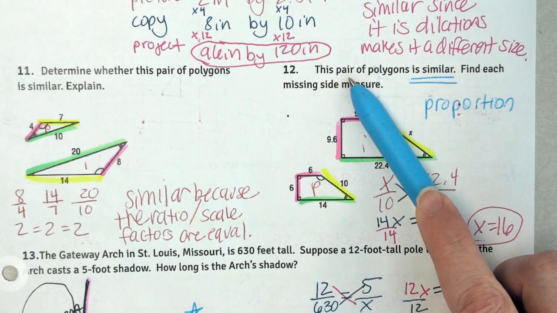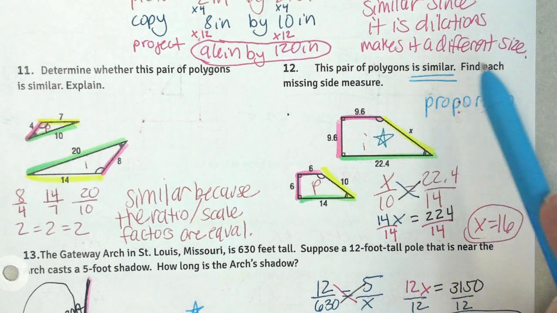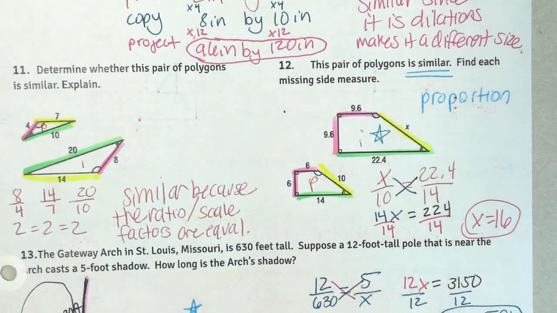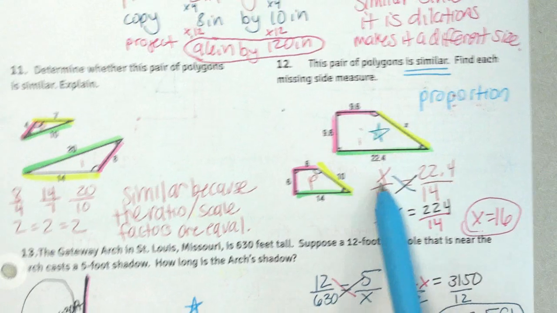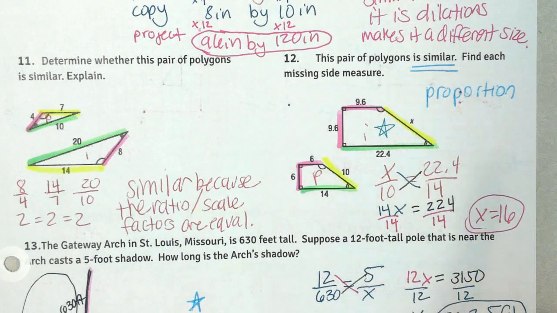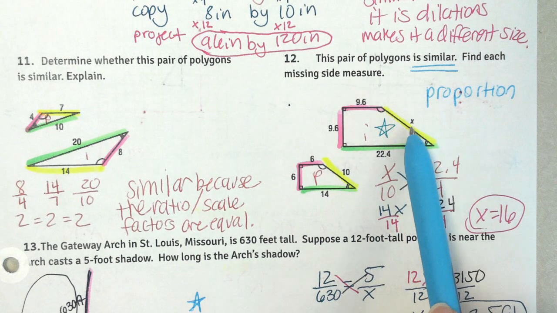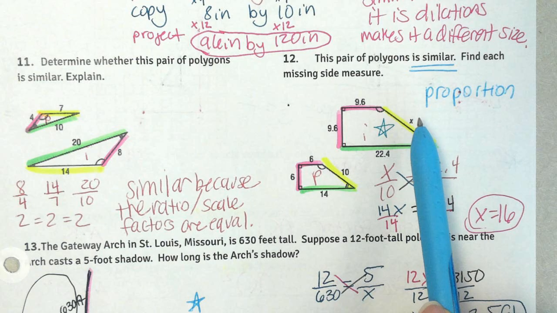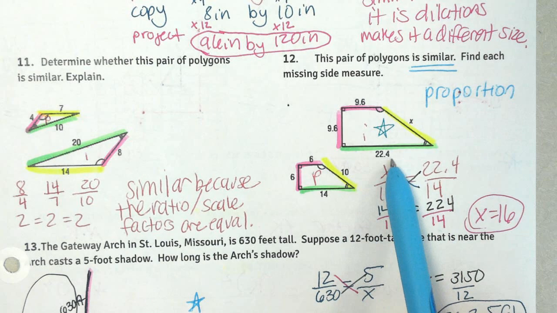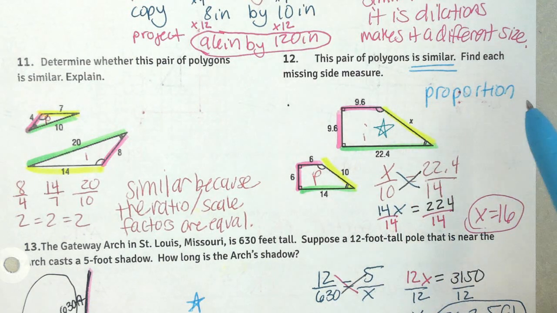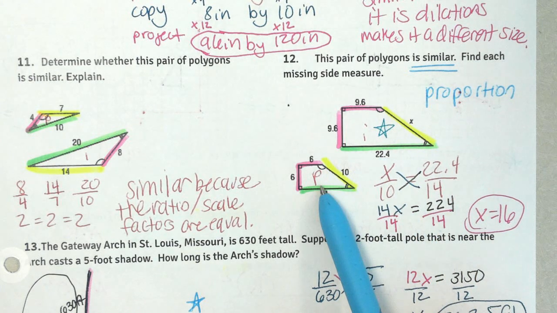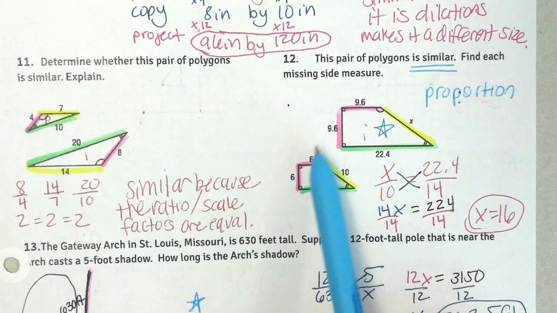On number 12, it says this pair of polygons is similar. Find the missing side. Since it's similar, we can use a proportion. We know the ratios are equal, so we can set our 2 ratios equal to each other and solve. You can use whatever parts you want, but you have to use the side with the x. I did the x on the top, so if I want the bigger one to the smaller one, x over 10, then I have to find corresponding parts for my other one. I did 22.4 over 14. You could have done 9.6 over 6.